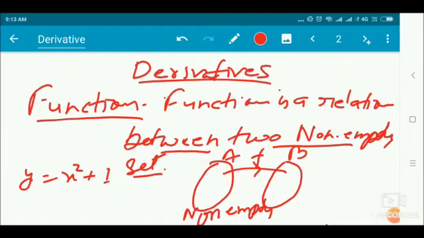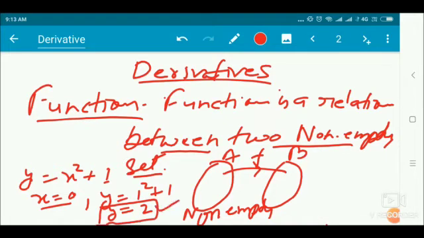Like I have written here, y is equal to x square plus 1. If I take x is equal to 0, we'll get y is equal to, I have written here wrongly, but it must be 1. y is equal to plus 1. I have written wrongly here; it must be 0 square. So second, if I take x is equal to plus 2, we'll get y is equal to plus 5.